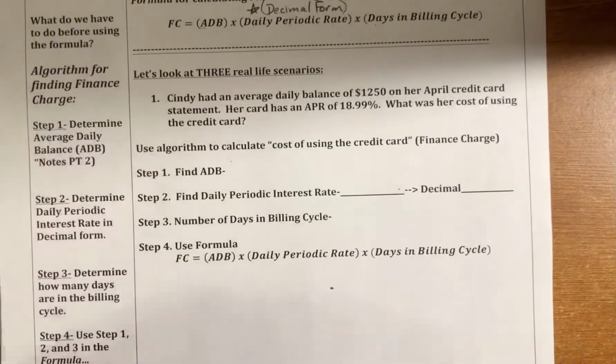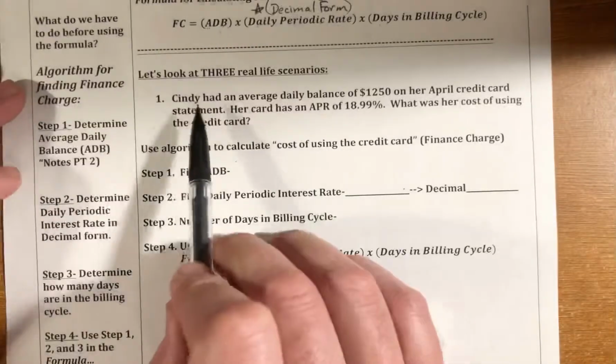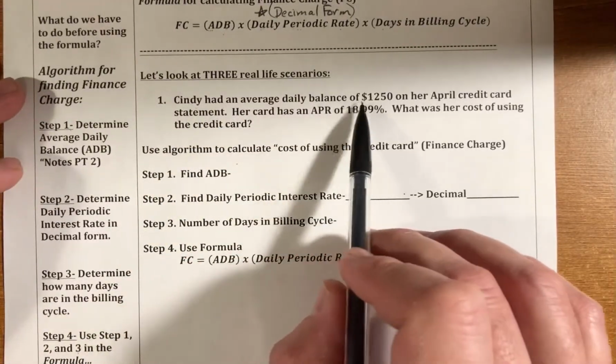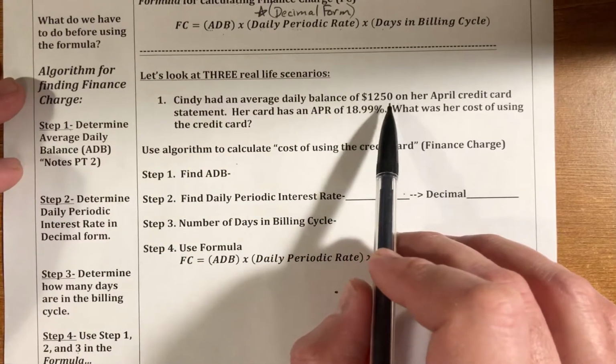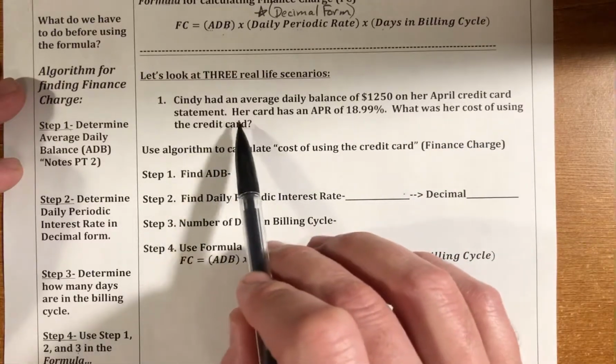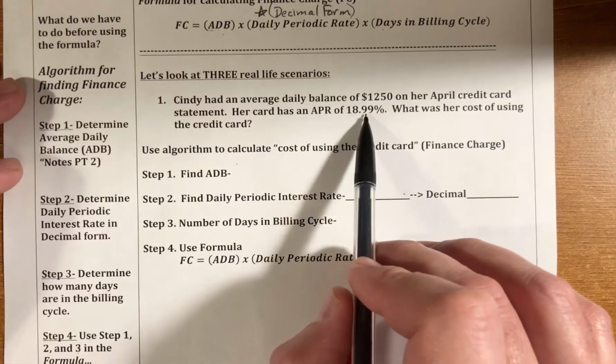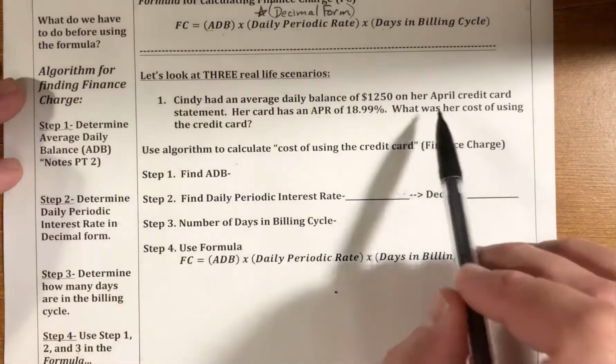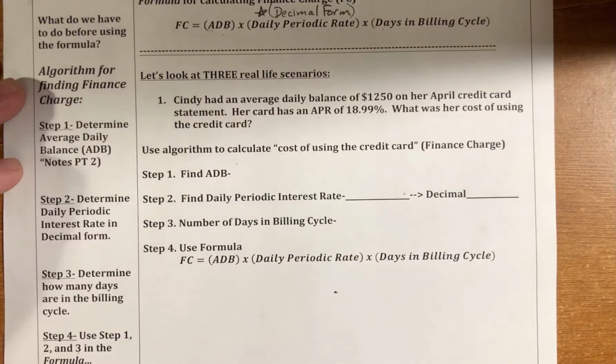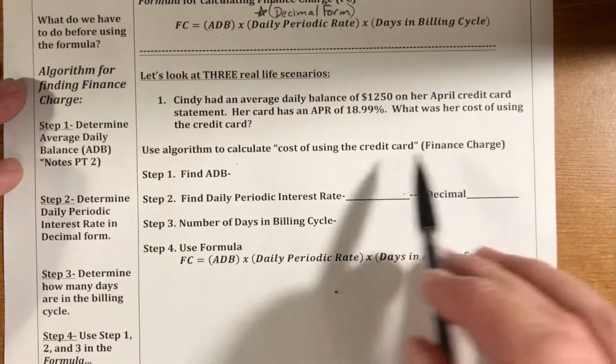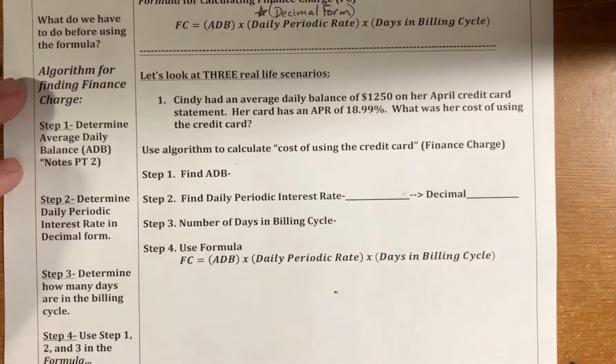Okay, we got Cindy from first hour. Cindy had an average daily balance of $1,250 on her credit card statement. Her card has an APR of 18.99%. What was her cost of using the credit card? Now remember, cost of using the credit card is our finance charge, okay?